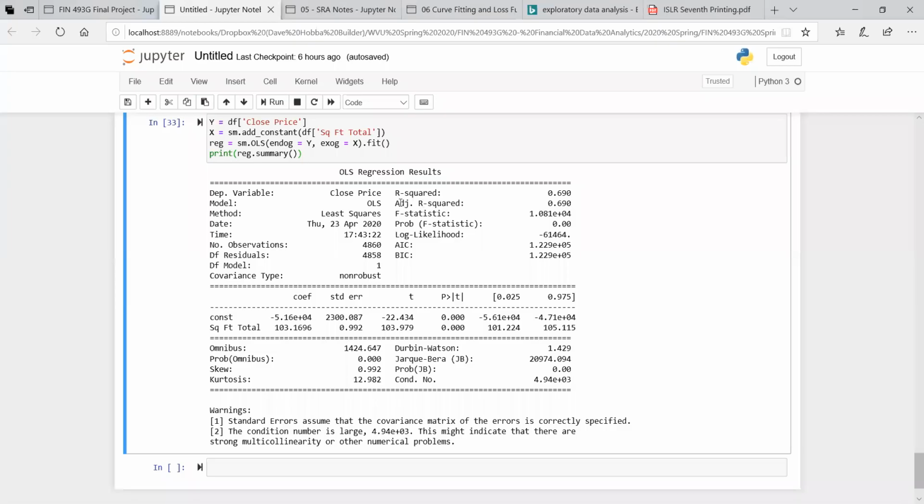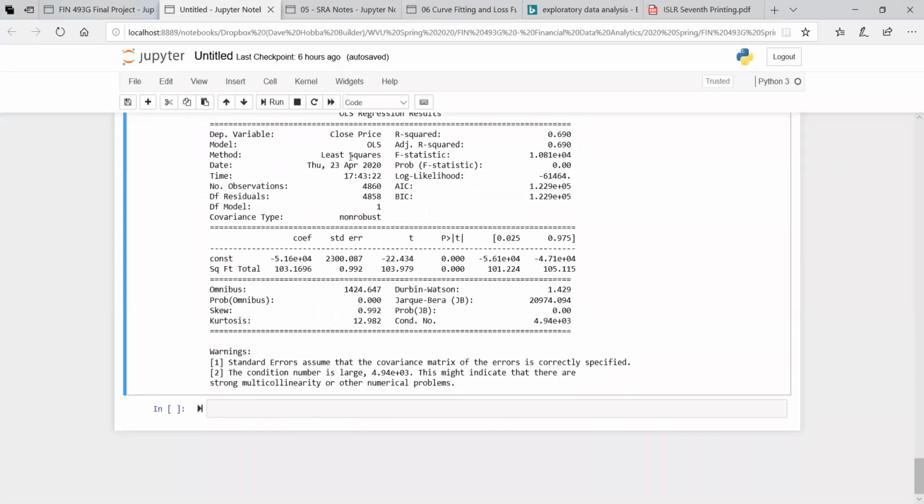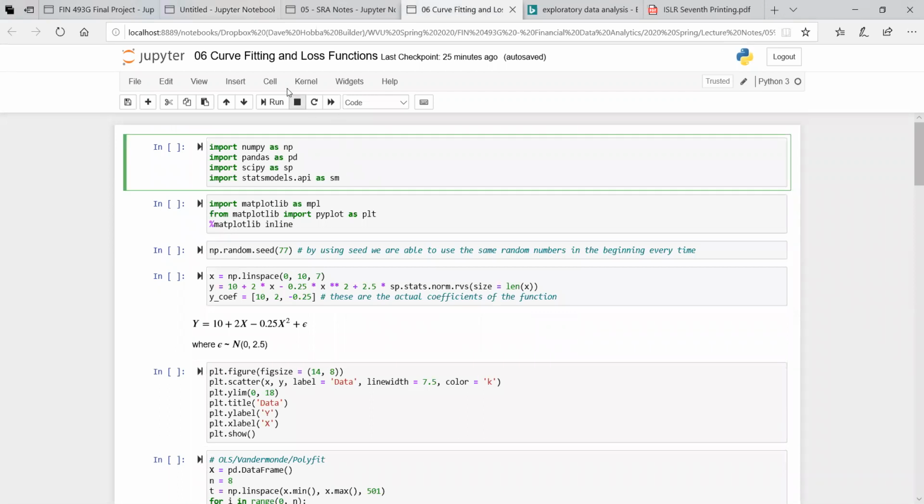So in this video, we're going to talk about why we use ordinary least squares. So I'm going to go over here. Here you can see that we're using ordinary least squares to estimate our coefficients. So here we'll go over why. This is the curve fitting and loss functions file on eCampus.